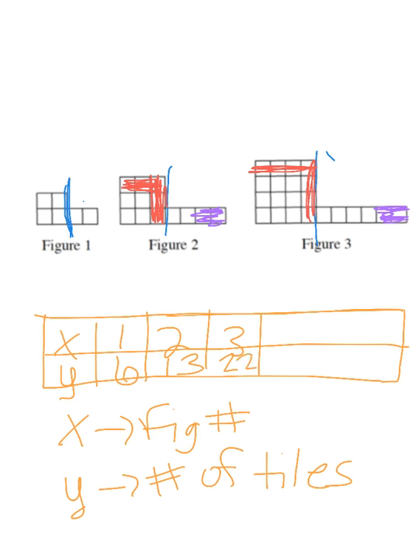So then I can look and see from 6 to 13, I added 7 tiles, which if you count, I actually ended up adding 7. 1, 2, 3, 4, 5, 6, 7. And then from figure 2 to figure 3, I added 9, which I can count 1, 2, 3, 4, 5, 6, 7, 8, 9.